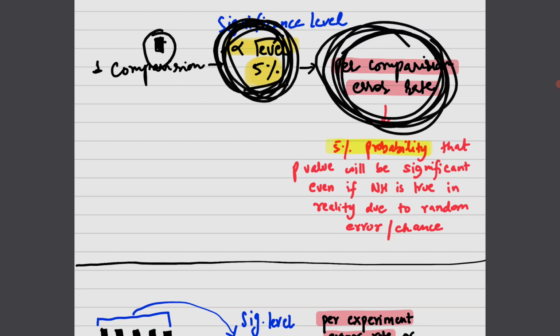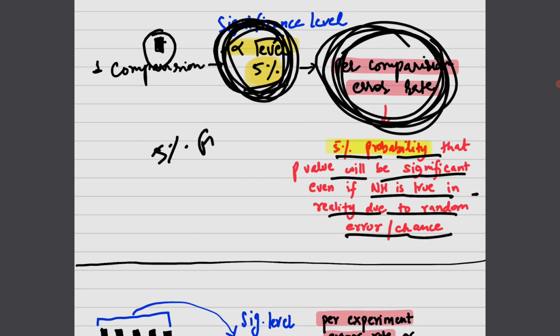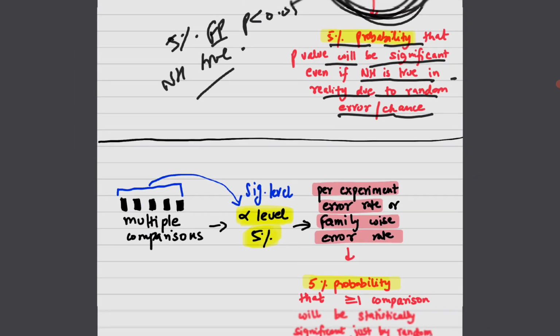So how to interpret this? It means that there is a 5% probability that the p value will be significant even if the null hypothesis is true in reality, just by chance or random error. So there is a 5% probability of getting a false positive, meaning a significant p value, even if the null hypothesis is true for this single comparison, right?